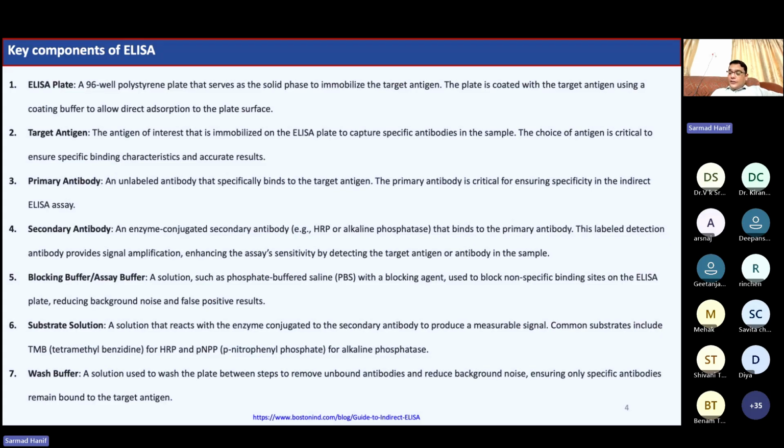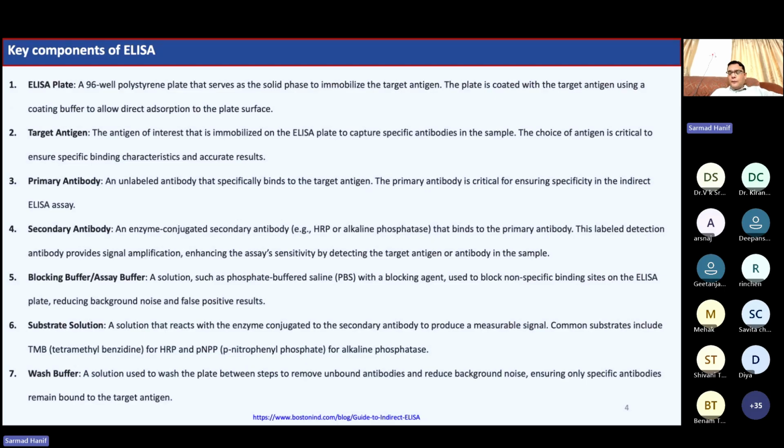The substrate is put in the end, along with a stop kind of solution, to see the color response, to see the color which has been developed. The TMB is specific for the peroxidase enzyme, and PNPP, which is nitrophenyl phosphate, is for alkaline phosphatase.